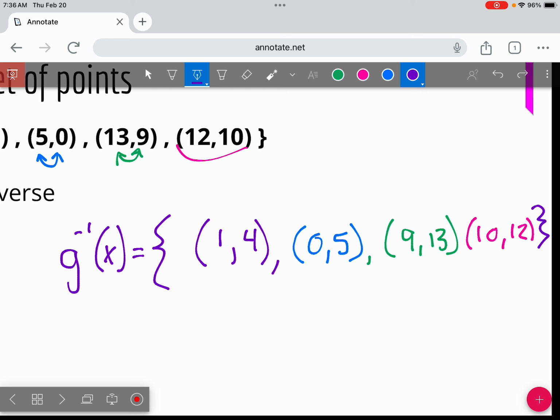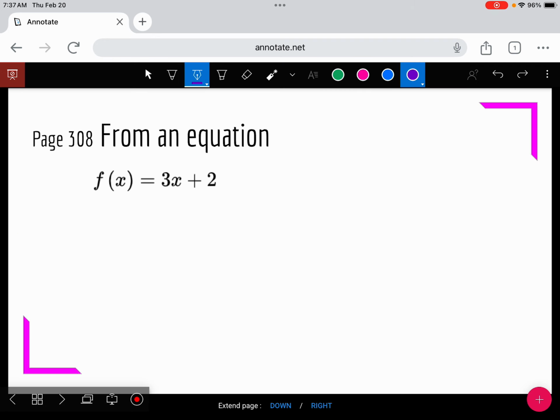Where this is really going to come into play more frequently is looking at the equations. We're going to be writing inverses of equations. So this is when we're really going to use our x, y switch. So I'm going to give us an equation, and we are going to find the inverse of the equation. It's a very similar vibe, though. So here's our f of x. F of x is 3x plus 2.